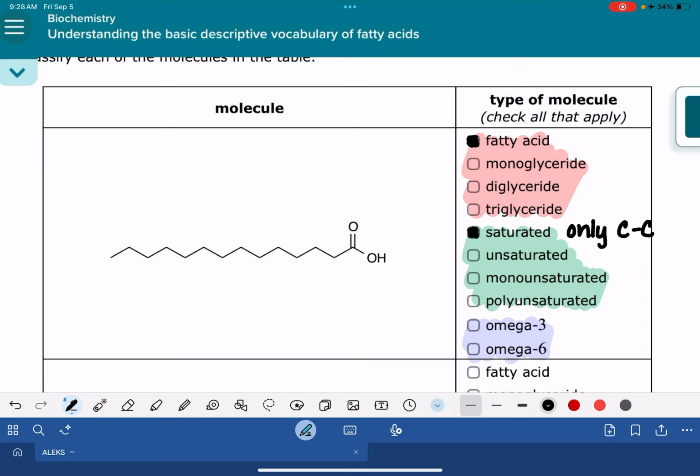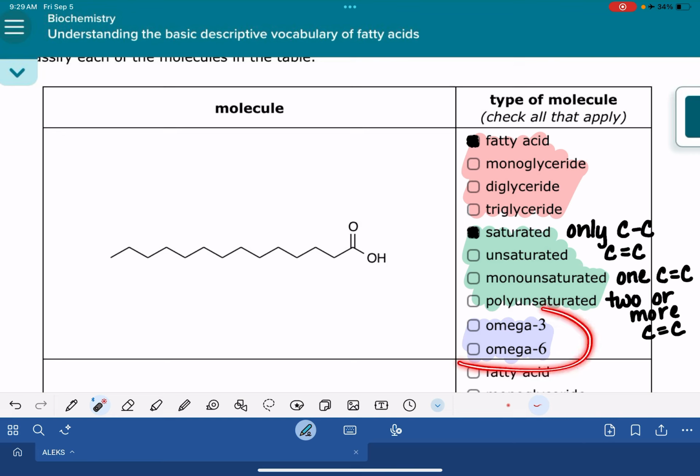Unsaturated would be one that has at least one carbon-carbon double bond, could have more. Monounsaturated specifically has one carbon-carbon double bond, mono being the prefix for one, and unsaturated referring to the double bond. Polyunsaturated is going to have two or more carbon-carbon double bonds, with poly being the prefix for many.